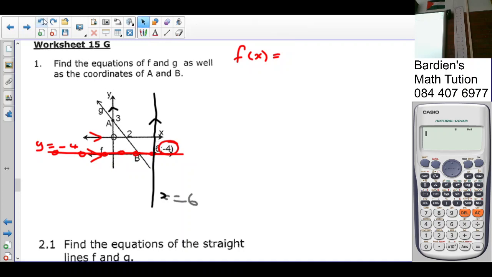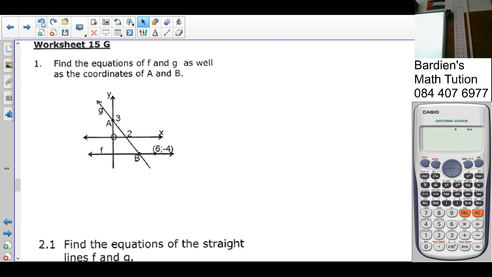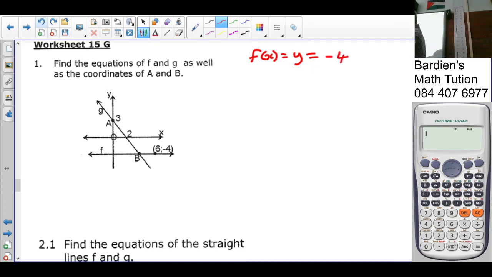So what's the equation of f of x? f of x equals y equals negative 4. Why? Because that's a y reading.